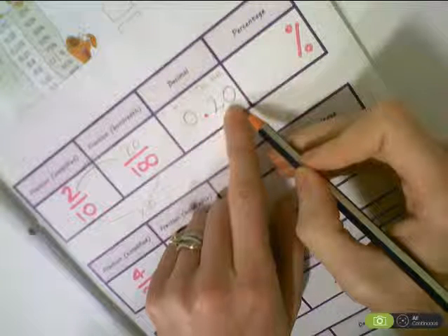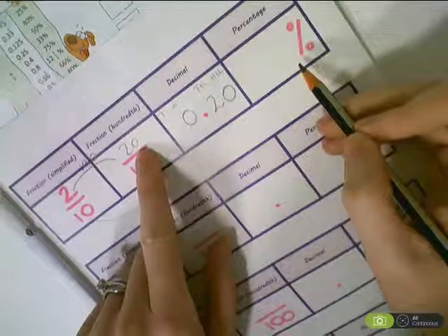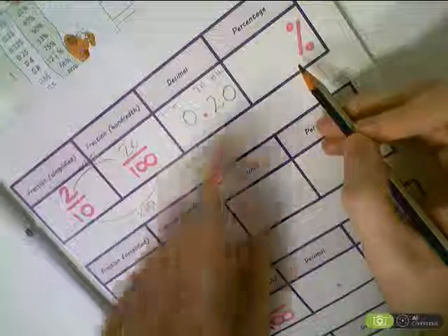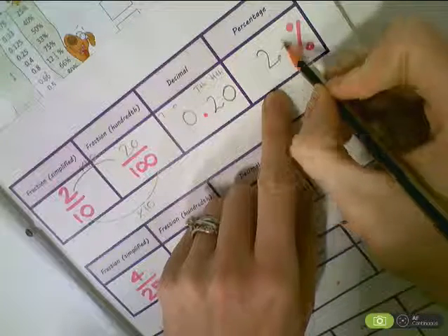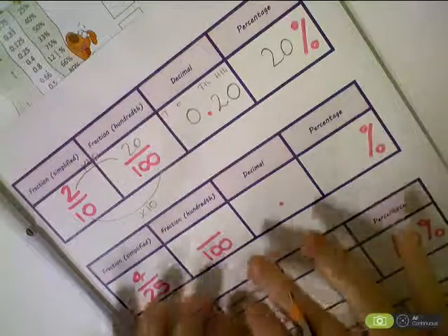0.20. Now, as a percentage, we know we've got 20 parts out of 100, so the percentage is 20%. Let's have a look at the next one.